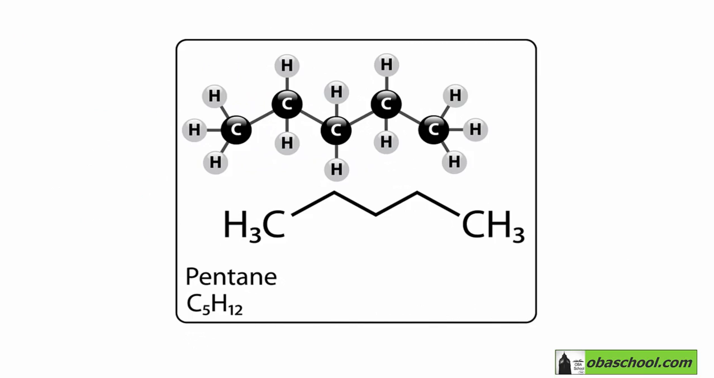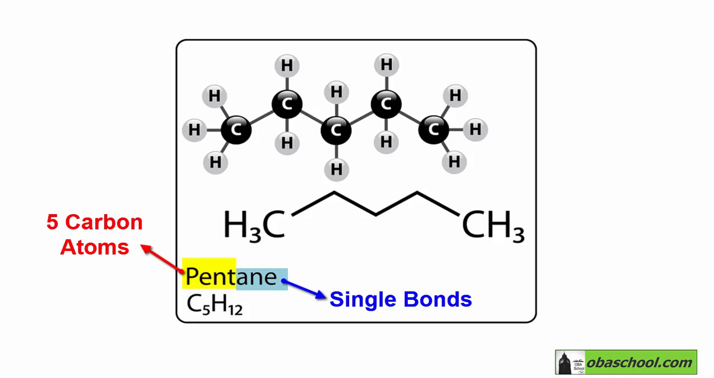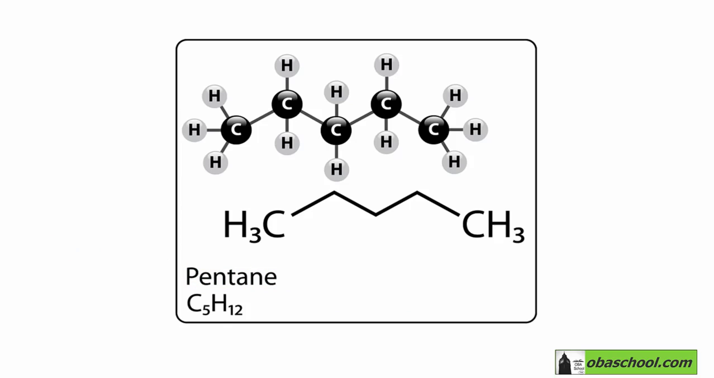Another example, if we have 5 carbon atoms which are bonded with single bonds only, so we don't have any double or triple bonds, then its IUPAC name will be pentane. So pent means we have 5 carbon atoms, and ane means that we don't have any double or triple bonds. The bonds are all single. So this is pentane.